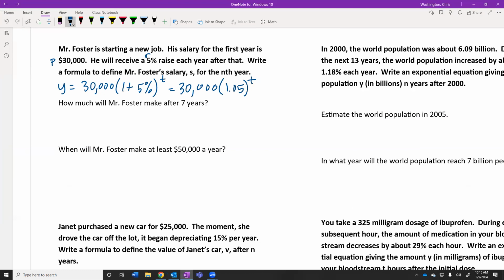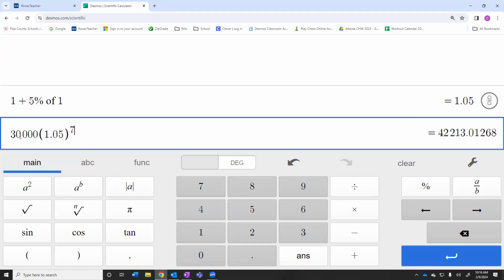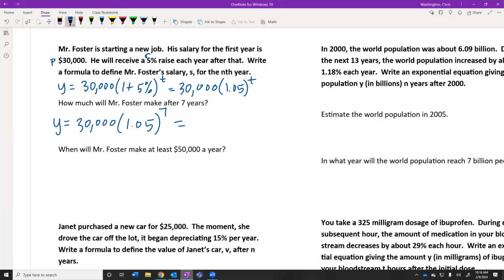And now we can use that equation to do basically whatever we want with Mr. Foster's salary. We can predict his salary after 7 years. So T is going to equal 7, 1.05 raised to the 7th power. And we can type that in the calculator exactly like it looks. So back in Desmos, we can do 30,000 times 1.05. We're going to hit that exponent button right here, and we're going to put 7. So after 7 years, Mr. Foster will be making $42,213.01.